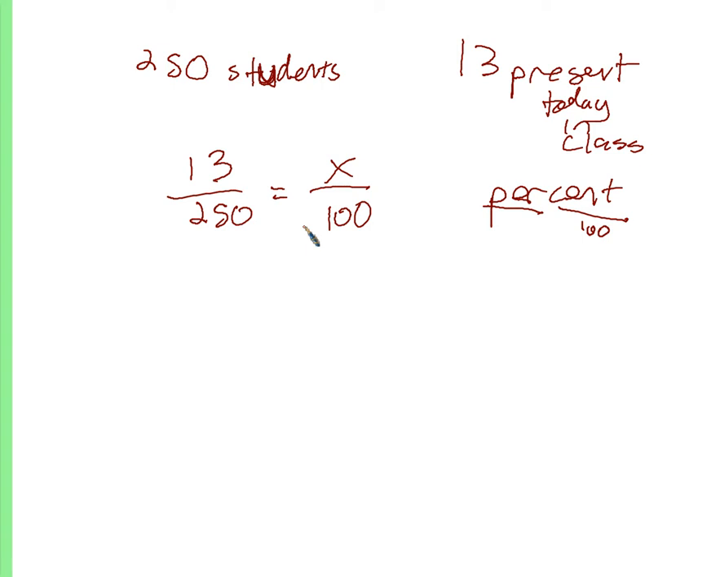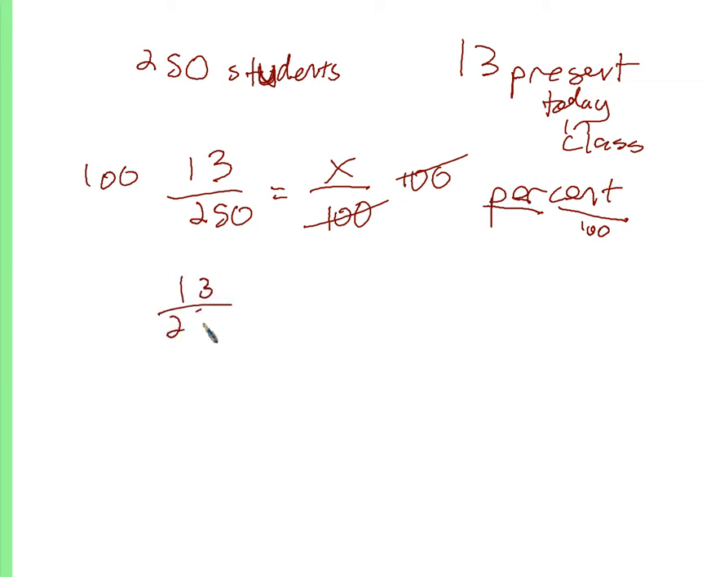Trying to figure out what x is. How do we get x by itself? Multiply by 100. That cancels the 100 here. Multiply by 100 over here. We get 1,300. Well, let's look at the way we actually do percents.